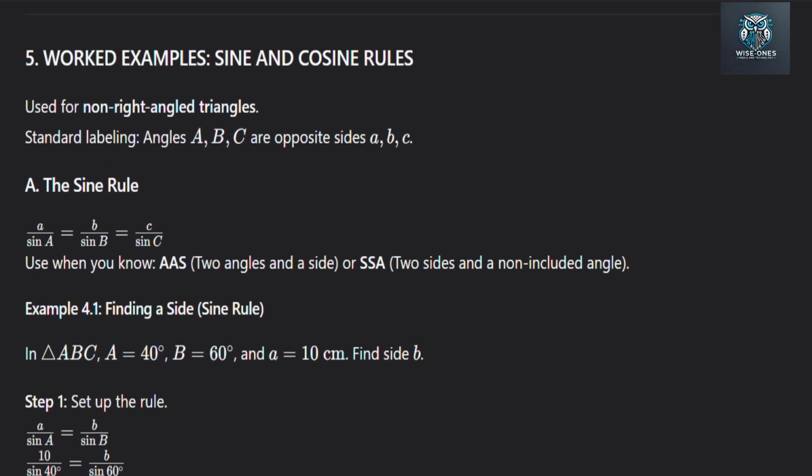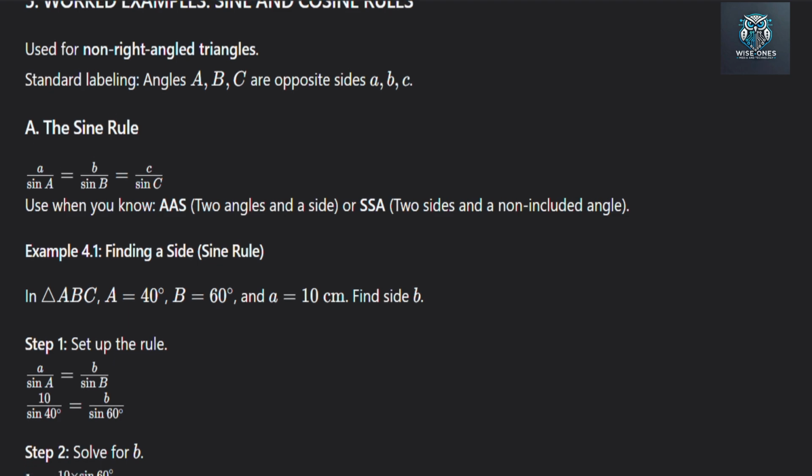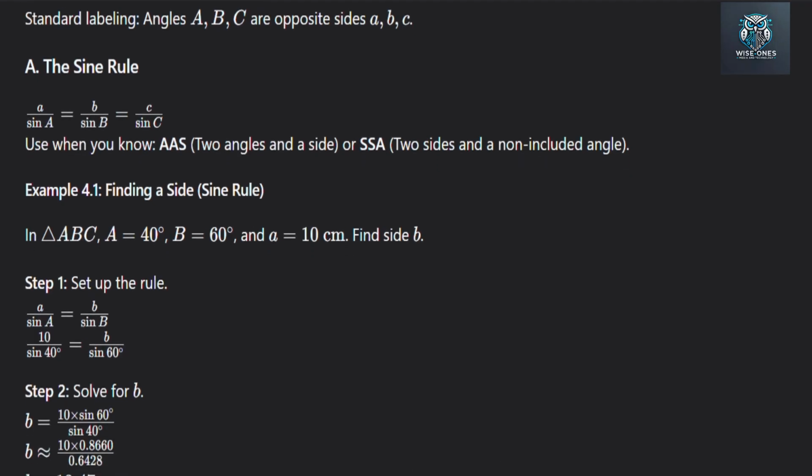Now, let us move to section 5. Worked examples on sine and cosine rules. These rules are used for non-right angled triangles. That means triangles that do not have a 90-degree angle. We label the triangle with angles A, B, C, and opposite sides a, b, c. First is the sine rule. The formula is a over sine A equals b over sine B equals c over sine C. You use this when you know two angles and a side, or two sides and a non-included angle.